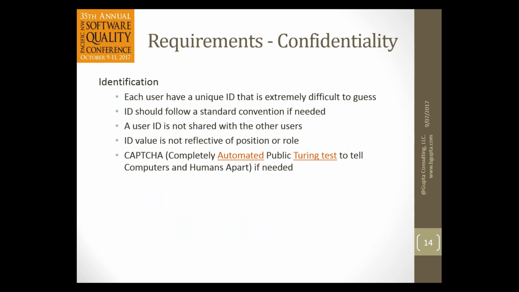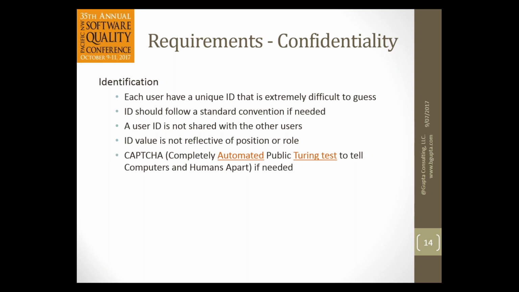If I look at basic requirements, start with identification. Everyone who comes to the system has to have an ID which is difficult to guess. Now, there was a survey some time ago, actually it was on Jimmy Kimmel's website. They had a survey, and the most used password was 123456, which is very easy to guess. So identification is very important.